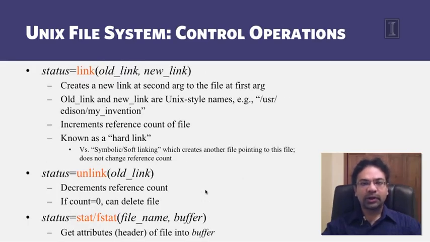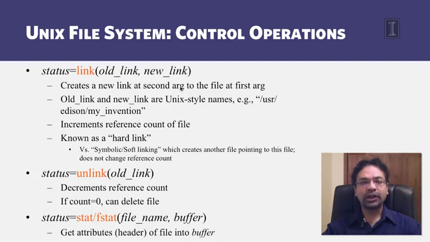A few more operations that are useful. These are control operations: link, unlink, and stat. So remember, I mentioned hard linking in the beginning of this lecture. Well, here is where linking and unlinking can be done. You can link a file at an old link to a new link by specifying these as parameters. This does not remove the file from the old link. Instead, it creates a new link that also points to the file. So it creates a new link at the second argument pointing to the file at the first argument. It does not duplicate the file, it just creates a new pointer inside the file system.